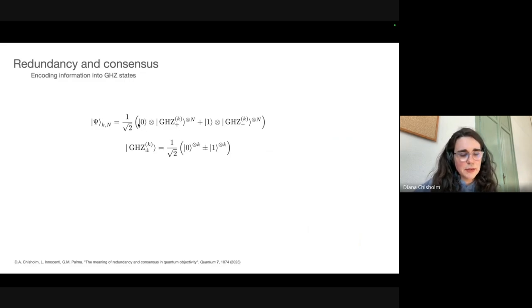So if the system is in zero, then the environment is in a product state of many GHZ plus states. And if the system is in one, then the environment is in a product of many GHZ minus states. GHZ plus and minus are simply the standard GHZ state where you have a plus or a minus between zero and one. And the interesting thing is that GHZ plus and GHZ minus are perfectly distinguishable only as long as you measure all the qubits. If you lose access to even one qubit, then the two states will look exactly the same. Okay.